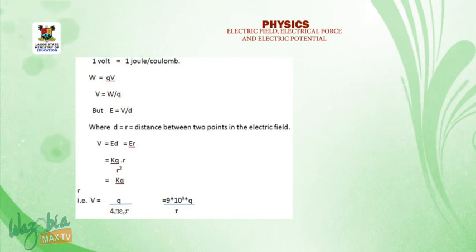which is the same thing as ER. And since our E is known from our previous lesson as KQ over R square, then if you multiply by R again, we are going to obtain V, which will give us KQ over R, which is our electric potential. Mathematically, V will be given as Q all over 4 pi epsilon naught R, which is the same thing as 9 times 10 raised to positive 9 times Q all over R.